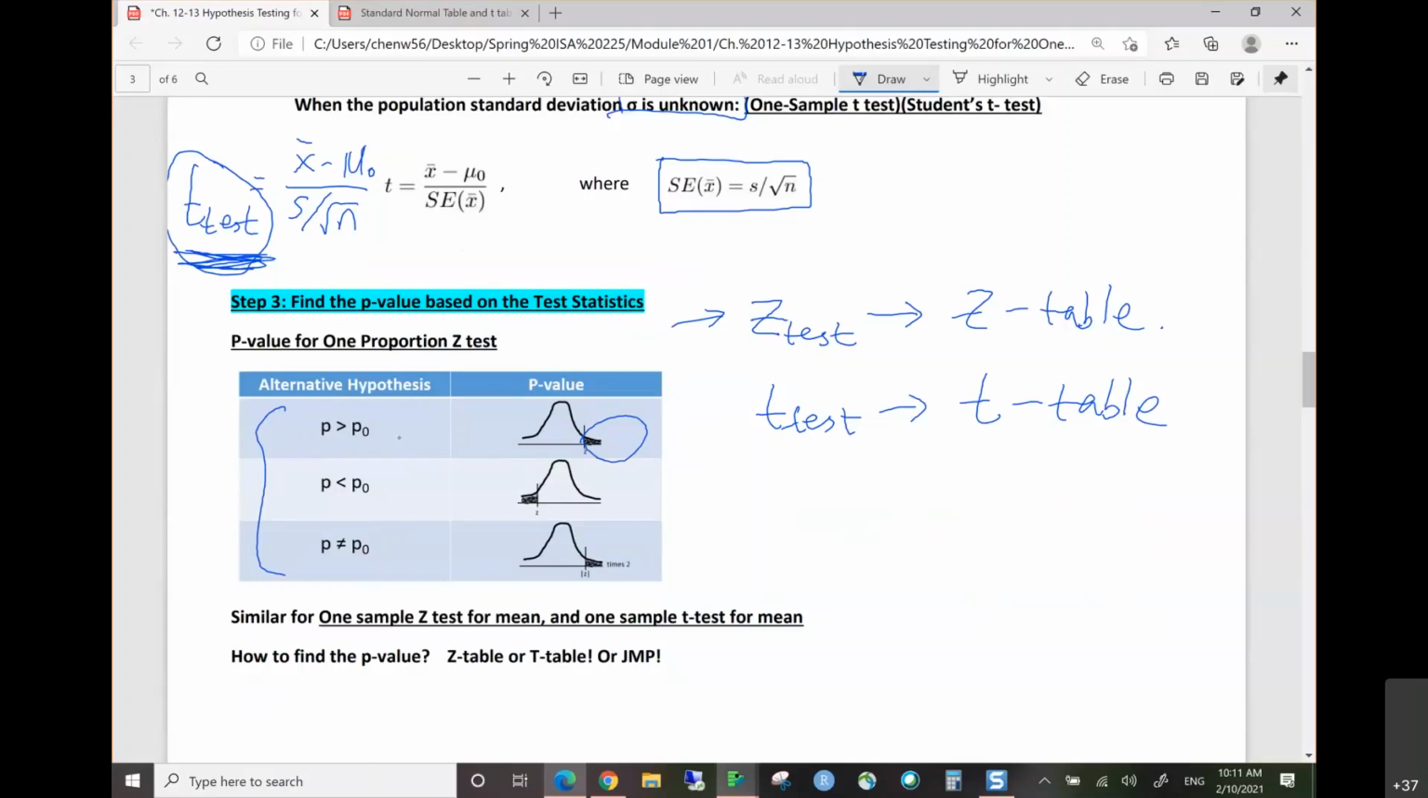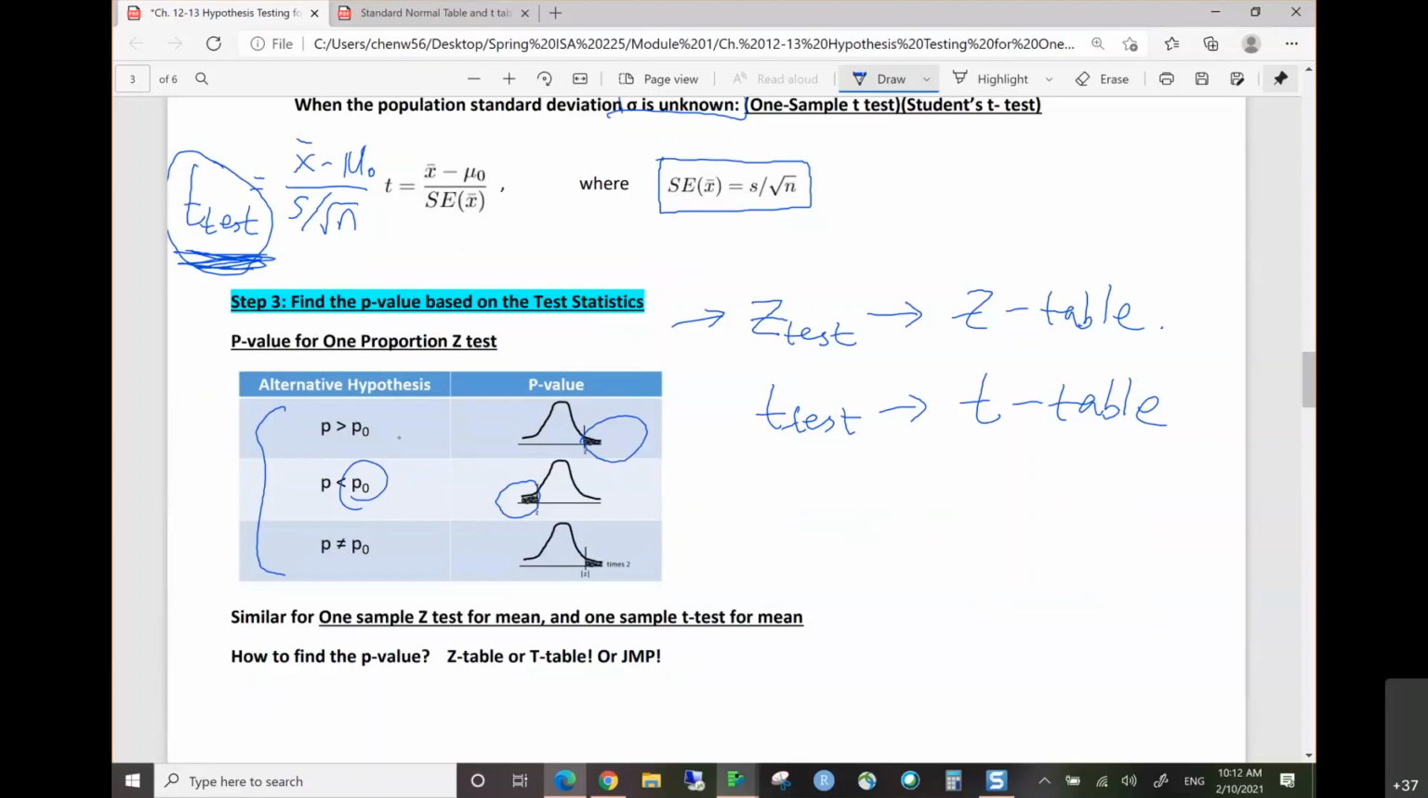Second case, if you have the left tail hypothesis, then your p-value would be the probability to the left, right? So you use the z-test statistic, go to the standard normal table, and find the corresponding probability. That probability will be your p-value, right? Because it is already the probability to the left. You do not need to subtract from 1, right?